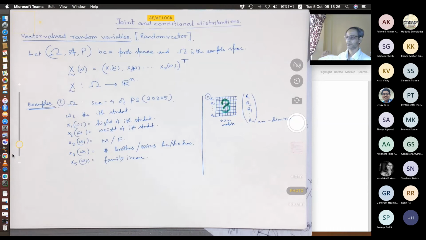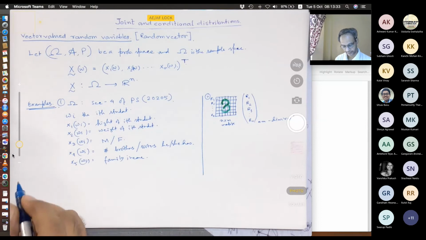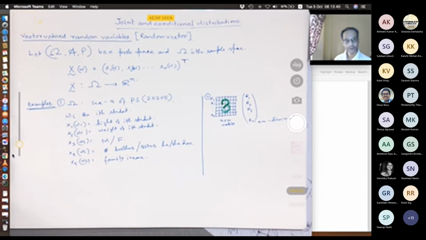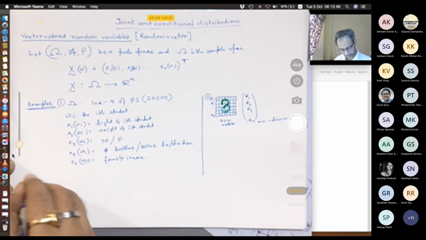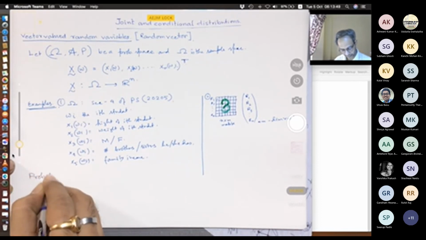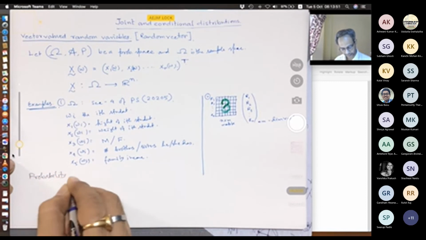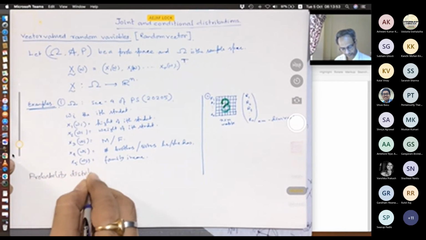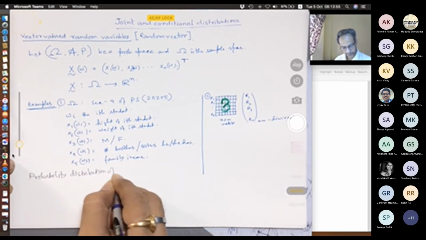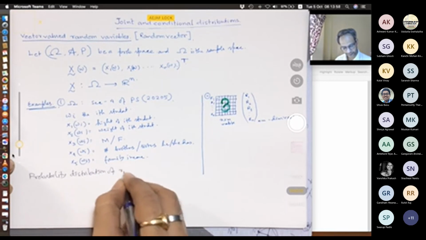Okay, so this is the idea. Now we need a probability distribution on it. As usual we have to define the probability distribution. So let us define the probability distribution of a random vector.